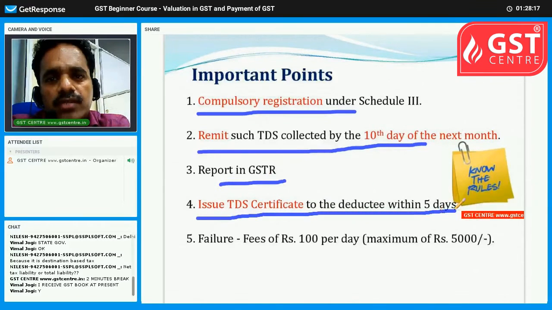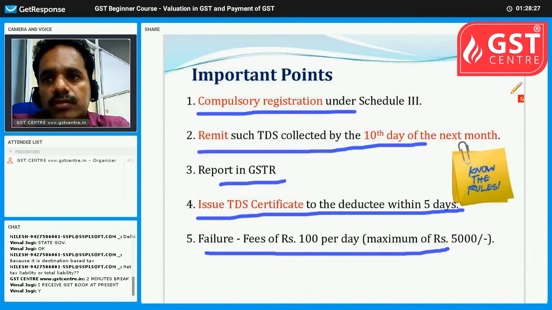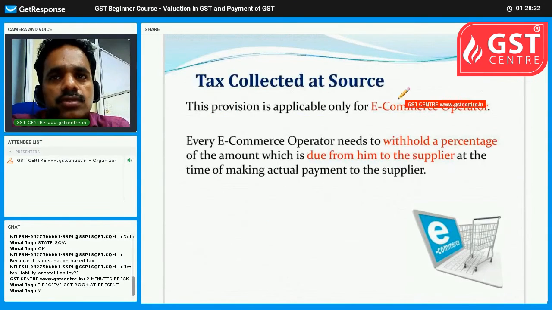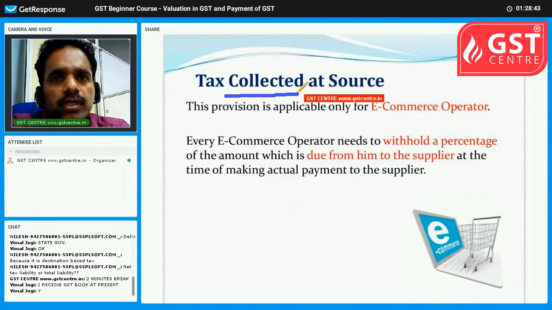Then issue the TDS certificate to the deductee within 5 days. Okay, so that should be done. Failure will attract a penalty. Then what is tax collected at source? We have already studied that TDS should be deducted from the supplier's amount if it exceeds 10 lakhs by the government undertakings. Let us look at tax collected at source.